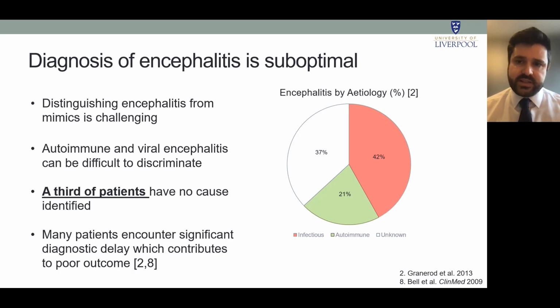But despite all of this progress, our diagnosis of encephalitis is still suboptimal. There are many encephalitis mimics, like toxic metabolic encephalopathies and delirium, which are difficult to distinguish. And autoimmune and infectious causes of encephalitis can also be difficult to discriminate from each other. As you can see from these data from a UK observational study, over a third of patients with encephalitis don't have an etiological cause found, despite the best possible diagnostic workup. And these patients with unidentified cause are difficult to treat and they have poorer outcome.